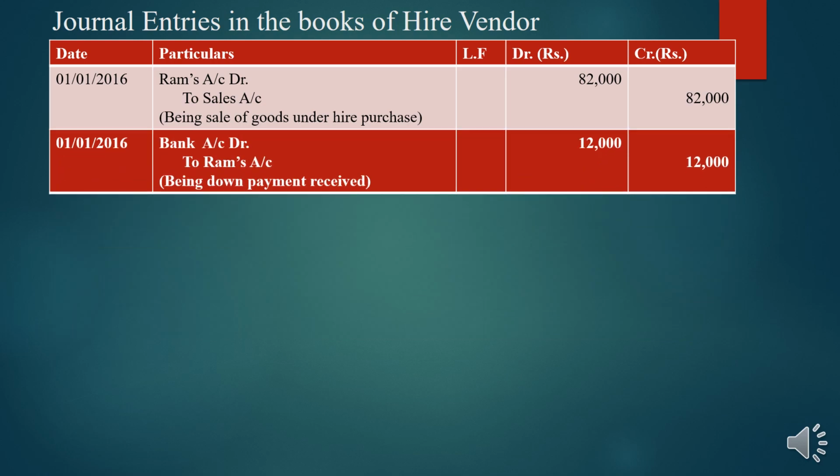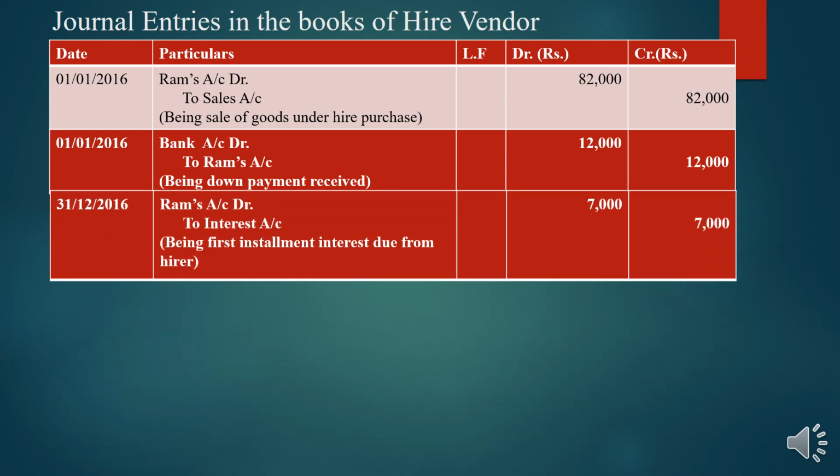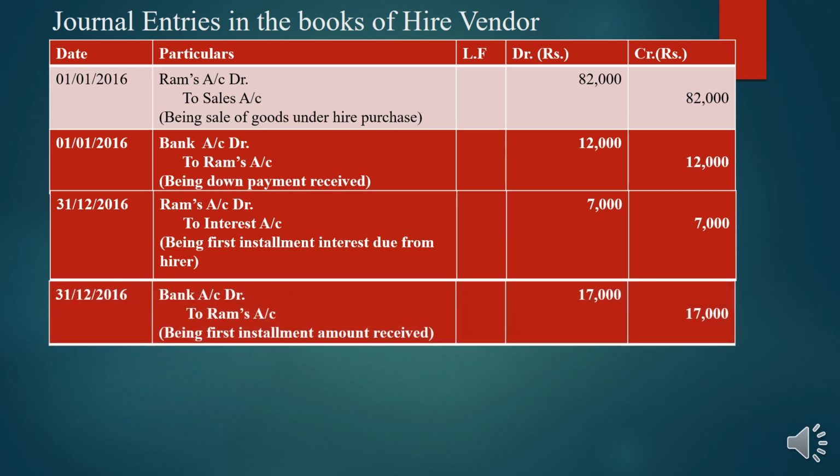Now the next journal entry on the same date for down payment received: bank account debit to Ram's account. Here Ram is the hire purchaser, so Ram's account is credited. Next, at the end of the first year, Ram's account is debited and interest account is credited for interest received by the hire vendor. The next journal entry is to show the installment amount received by the hire vendor from the hire purchaser. So bank account debit to Ram's account, the amount of installment is 17,000.